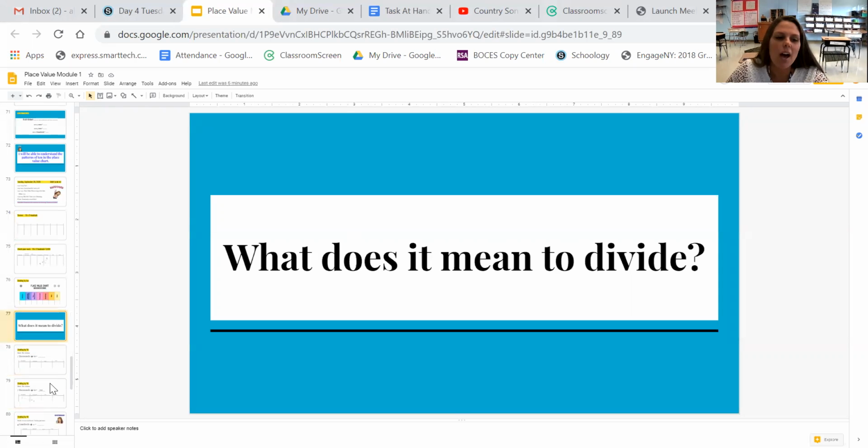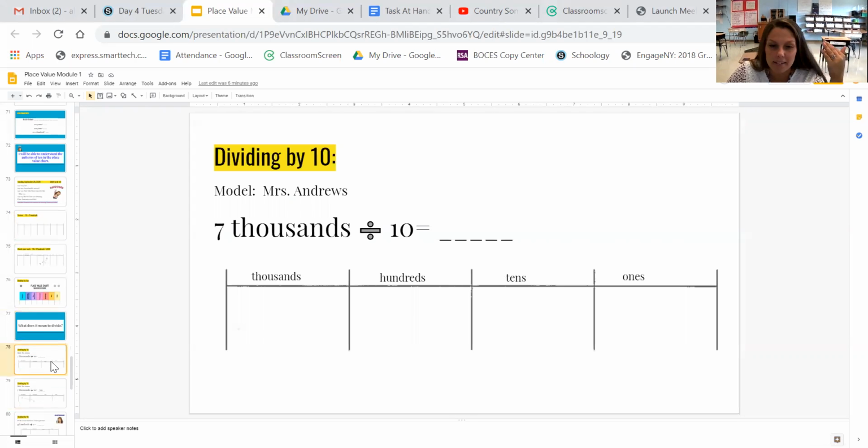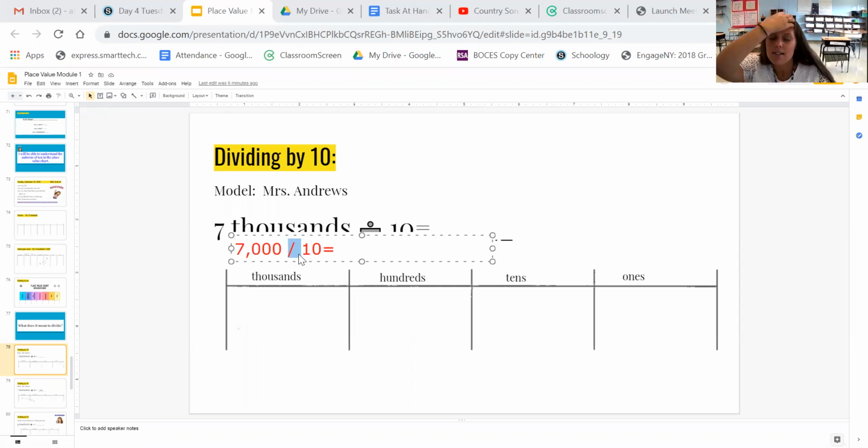Awesome. All right, so let me start by just modeling this one for you. So you can just watch Mrs. Andrews do some work for you. My very first step is to simply convert this. So I have 7,000. So I'm just going to rewrite that in standard form, and I'm dividing it by 10. Notice that I did the fraction bar here, because a fraction bar actually means a division sign. So my equation is truly 7,000 divided by 10.